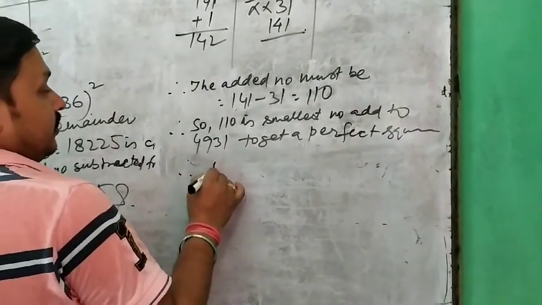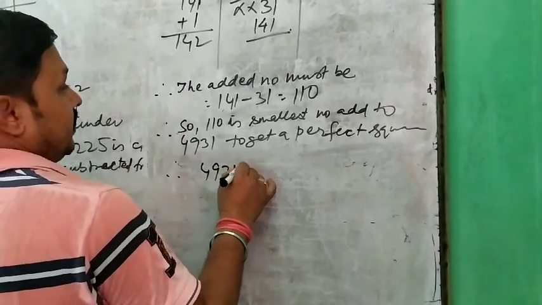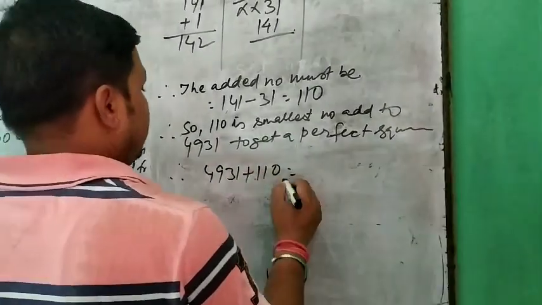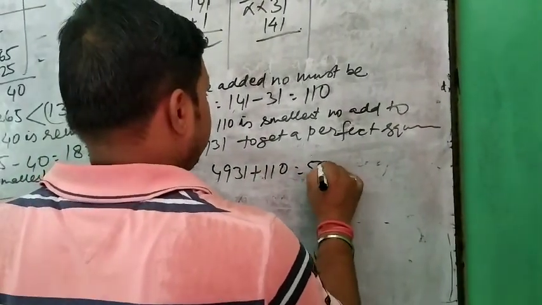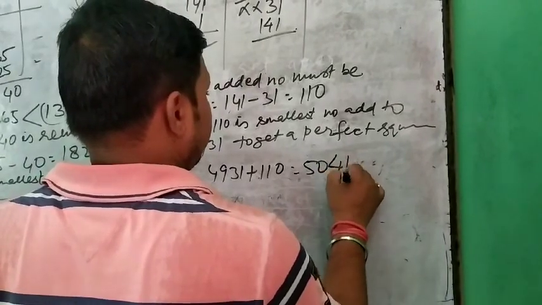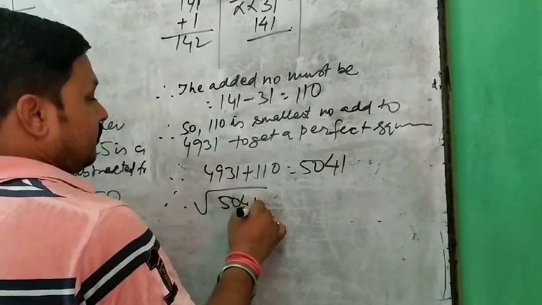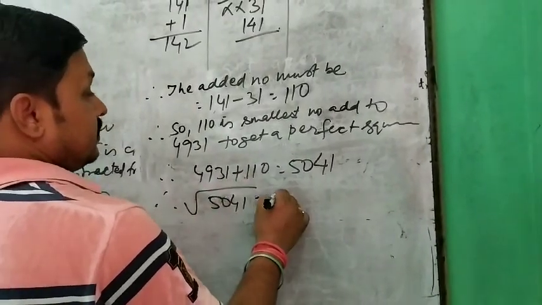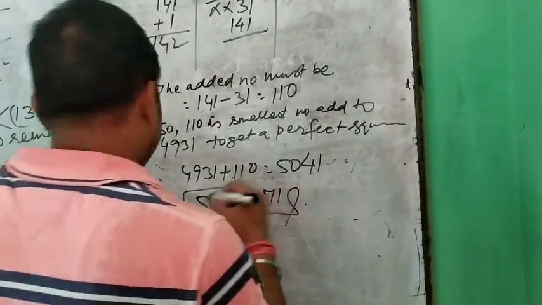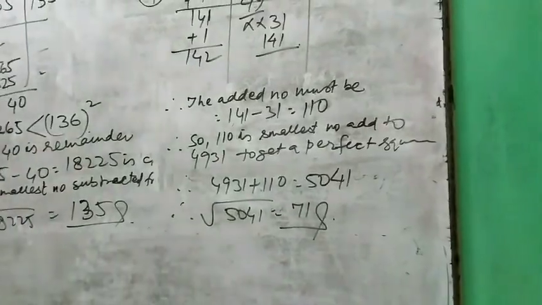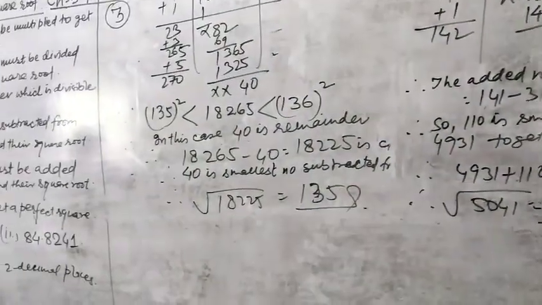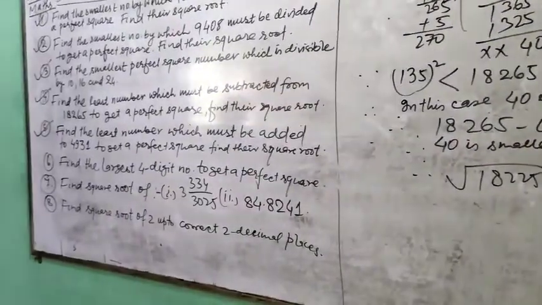Therefore 4931 plus 110 is equal to 5041, and the square root of 5041 is equal to 71. That's your answer. In this way you will complete question number 4.